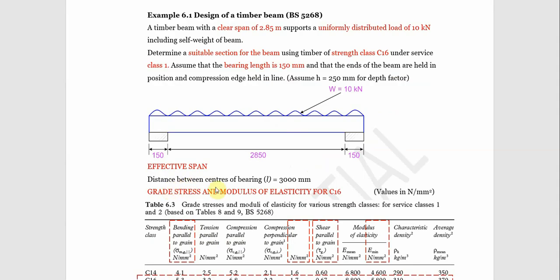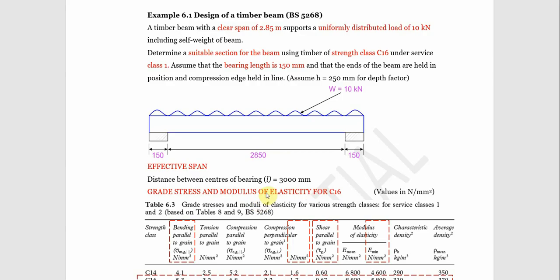Our distance between center of bearing L is 3 meters. That is, if we take the center of this bearing to the center of this bearing, that's this span plus 150, because half of this is 75, half of this is 75. So 150 plus this, that's 3 meters.